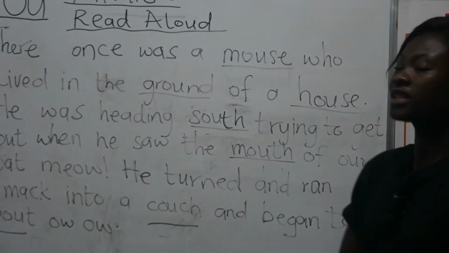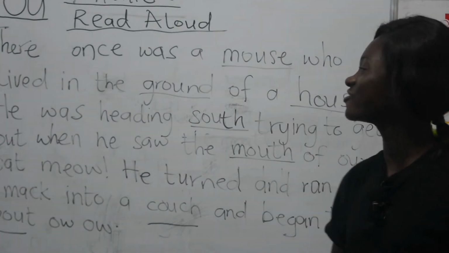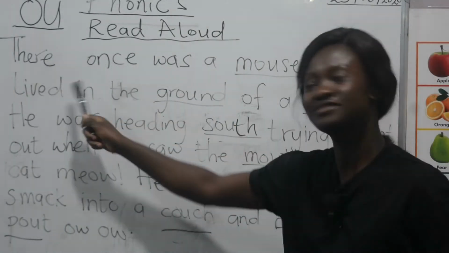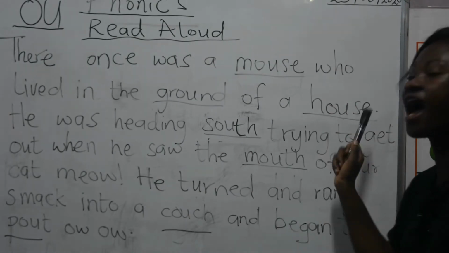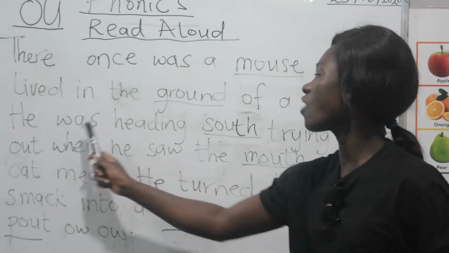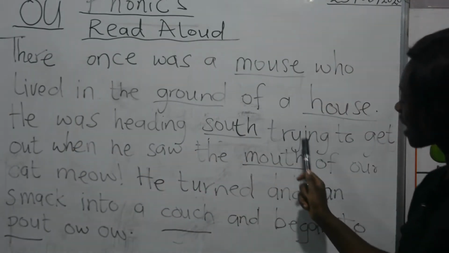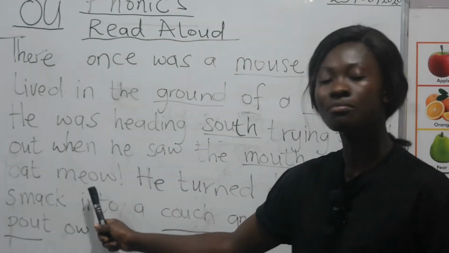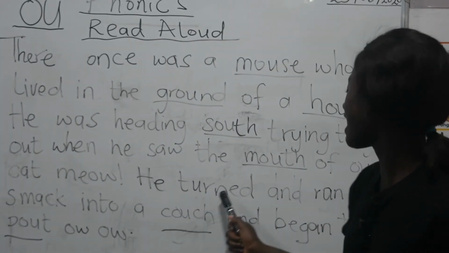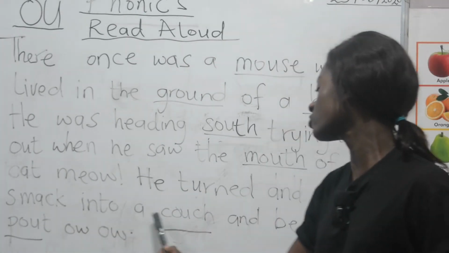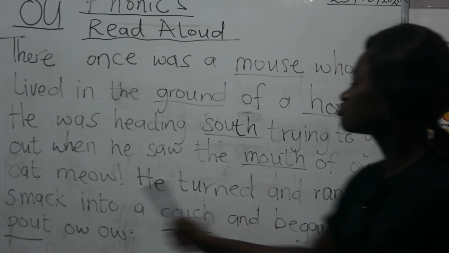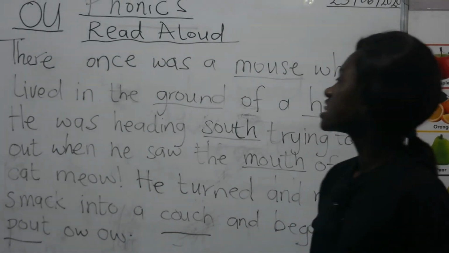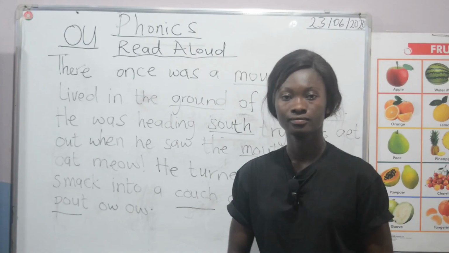Very good. Now let's read it all over. There once was a mouse who lived in the ground of a house. He was heading south, trying to get out when he saw the mouth of our cat. Meow. He turned and ran smack into a couch and began to pout, ow, ow. Now, this ends our story.